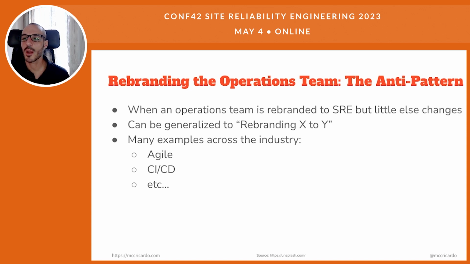Translating this into the anti-pattern that we have here today, it's what I call rebranding the operations team. It's when an operations team is rebranded to SRE, but little else changes. I can generalize this to rebranding X to Y, and there are many examples across the industry. We can think about Agile or CI/CD, and it's this idea that we give a new or similar name to something new, but nothing else really changes. Maybe you're using a slightly different tool, maybe a slightly different approach, but on a day-to-day basis, things actually stay pretty similar. Unfortunately, this is the reality for many organizations.